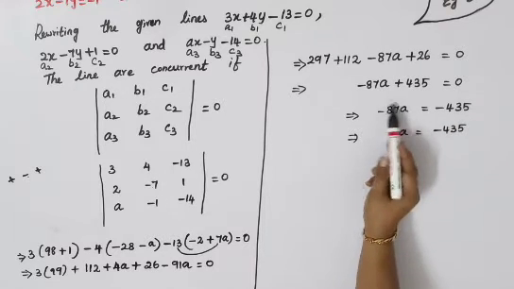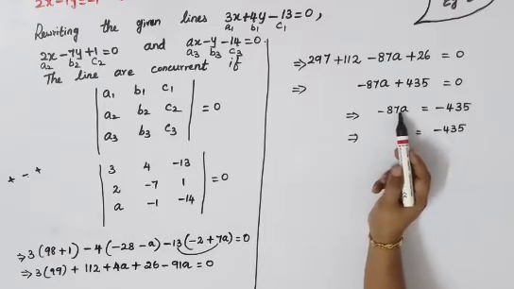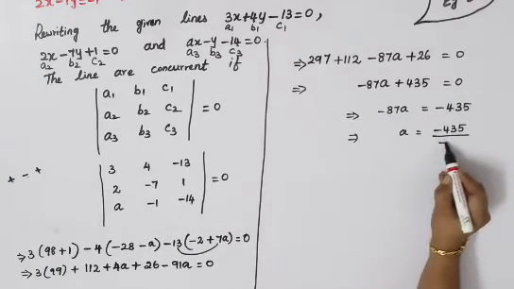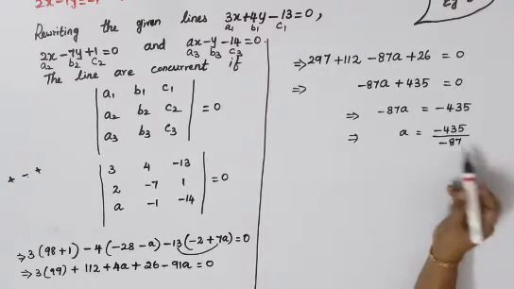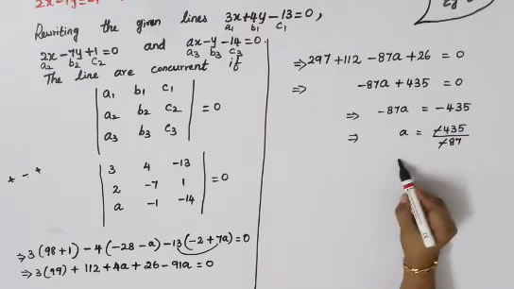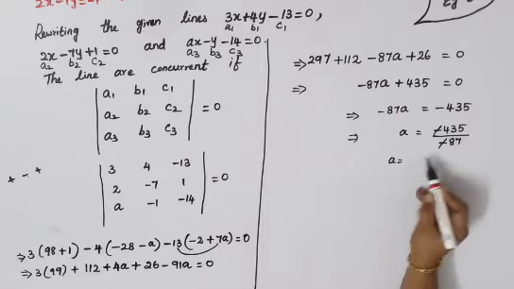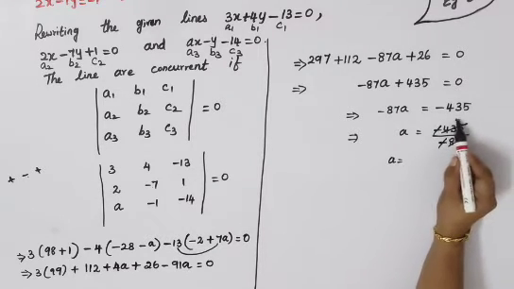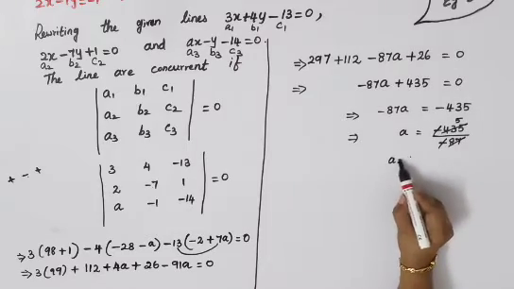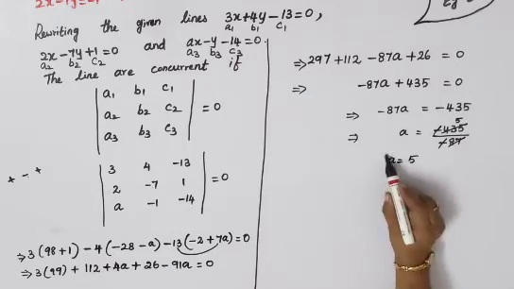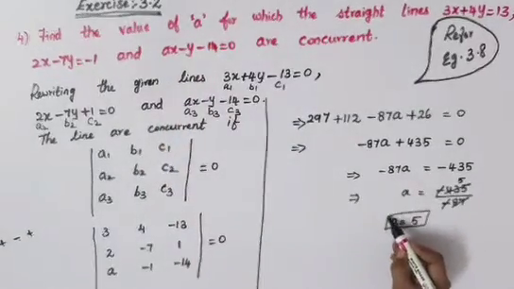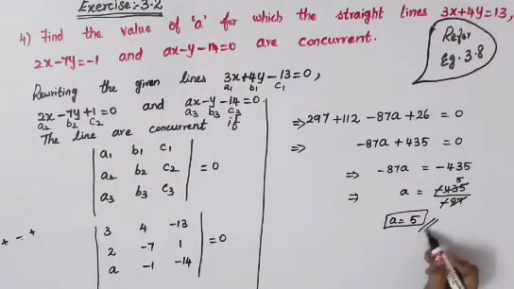This minus 87 that is there in multiplication, if you take it towards your right hand side, it will come to division, minus 87 will be there. So minus and minus you can cancel. So a is equal to 435 divided by 87. If you cancel, you will get 5 times. So you can do it with your calci. So the answer is 5. They've asked you to find the value of a. So we have got the value of a is equal to 5. This is the answer for your fourth question.